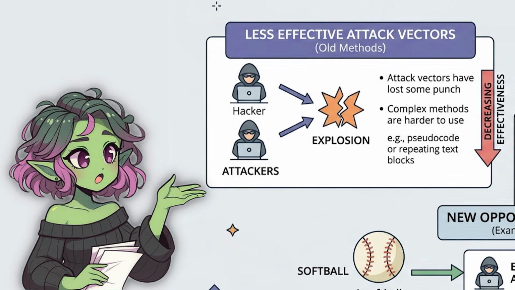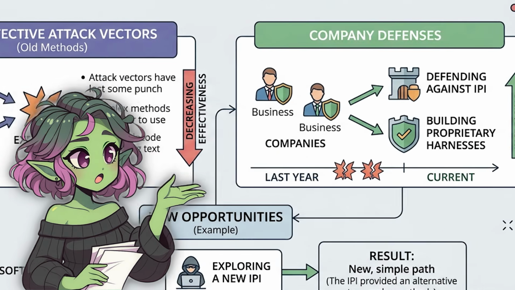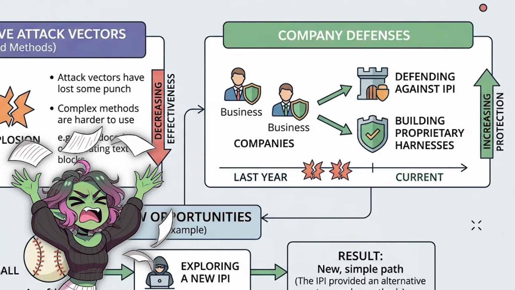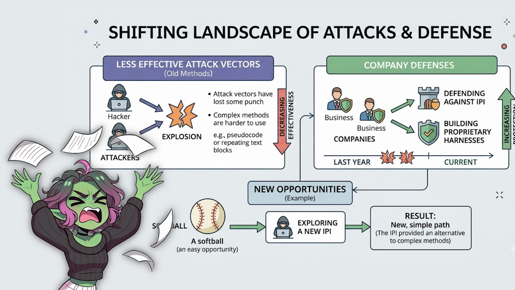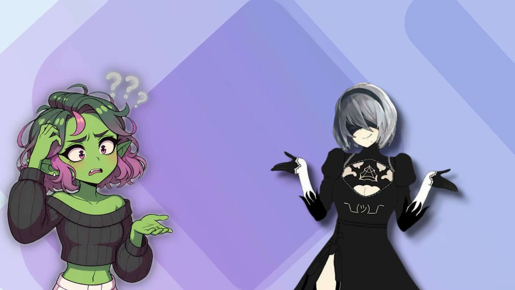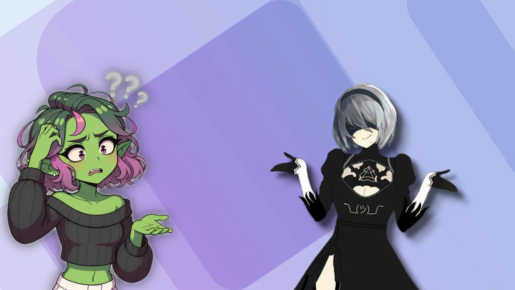It's just a meme shoved into a prompt with the absolute bare minimum put into the prompt itself. Attack vectors like this have lost some of their punch over the years as companies try to defend against IPI, especially as they get into building their own proprietary harnesses. So instead of pseudocode or repeating text blocks, this IPI offered us a softball, which again, if you don't have anything protecting your agents from this, now is the time to do it, but we're gonna get to that a little bit later on.